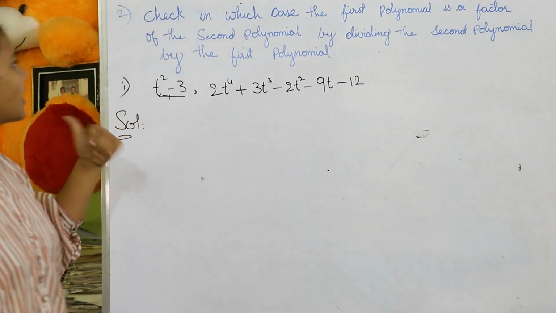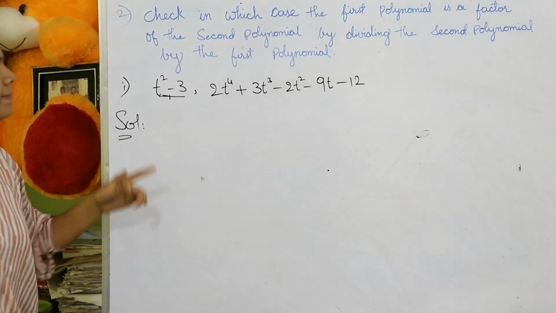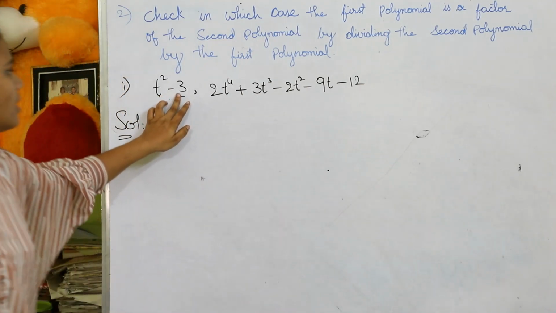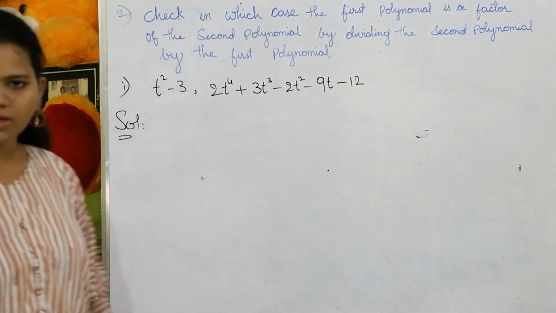Second one: check in which case the first polynomial is a factor of the second polynomial by dividing the second polynomial by the first polynomial. So guys, here they have given the second question. It's nothing but division, guys. Nothing to worry about.